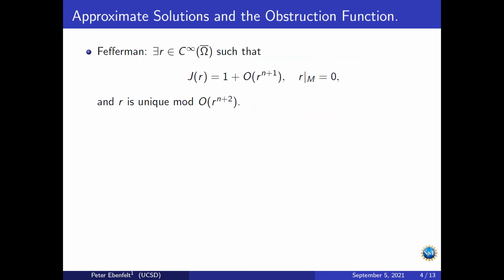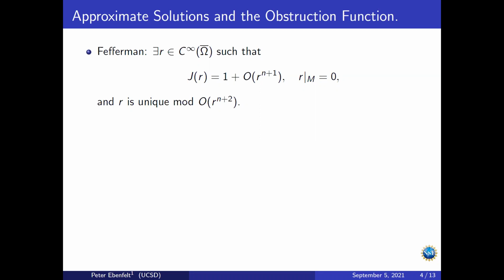So Fefferman started this in the early to mid 1970s, and he tried to solve this Dirichlet problem essentially by an iterative algorithm, where he tried to improve J. He tried to find a smooth function R, which was 0 on the boundary, so a defining function for the boundary. He wanted it to be smooth, and he would like it to be J of R equals 1. But his algorithm broke down at a certain step, and he realized, of course, why that was, and it turns out that there's a log term happening here.